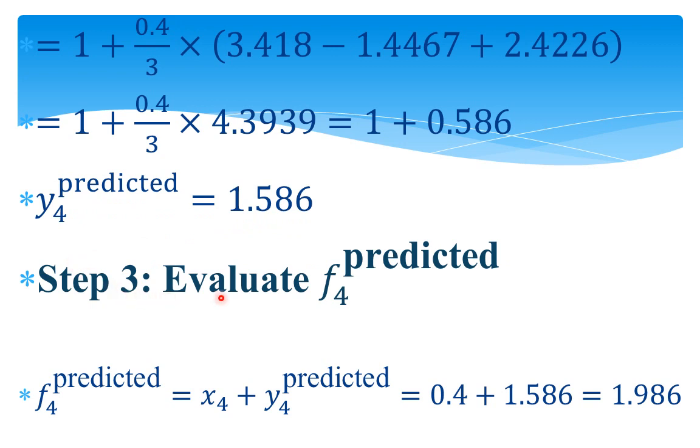Step 3. Evaluate f4 predicted which we find. You know f4 predicted equals x4 plus y4 because the function is x plus y. The value of x4 is 0.4, the value of y4 which we get is 1.586, then we put these values and add, then finally the answer is 1.986.